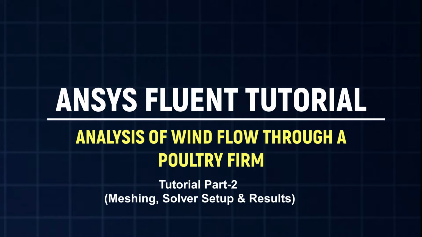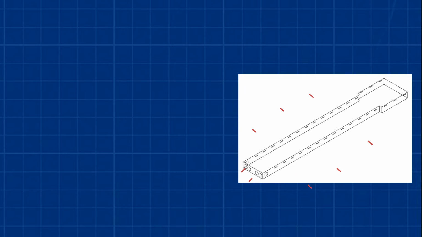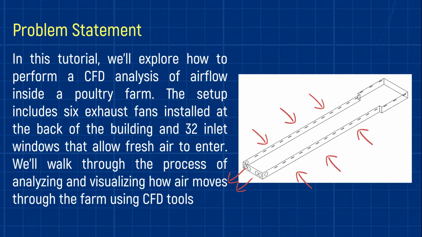In this part we are going to see meshing, solver setup and CFD post-processing results. See the tutorial part 1 for the geometry. This problem is like this. This is a poultry farm. There are 32 inlet windows and 6 outlet fans. So we are going to see how the air is moving in this poultry farm.